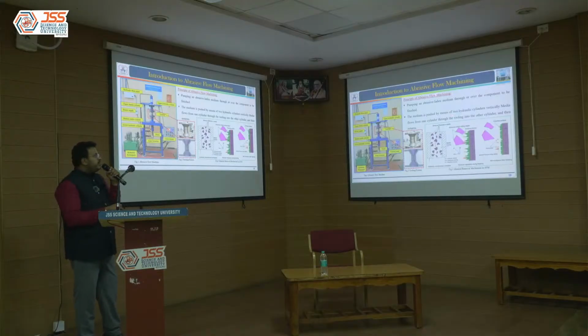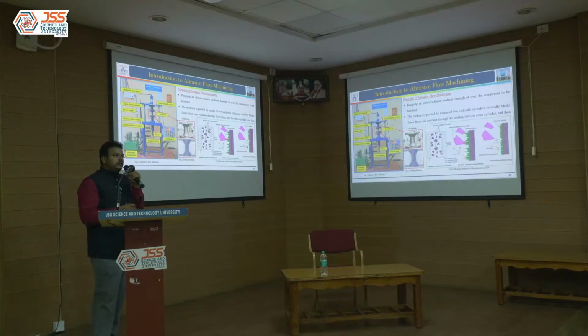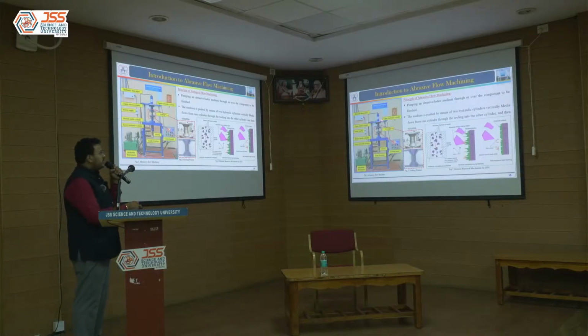The medium is pushed by means of two hydraulic cylinders vertically. Medium flows from one cylinder through the tooling into the other cylinder. So there are two hydraulic cylinders, and in between there is a tooling. In this tooling we keep the workpiece, the complex geometry, and then we pump the semi-solid media from one cylinder to another, passing through the target surface.